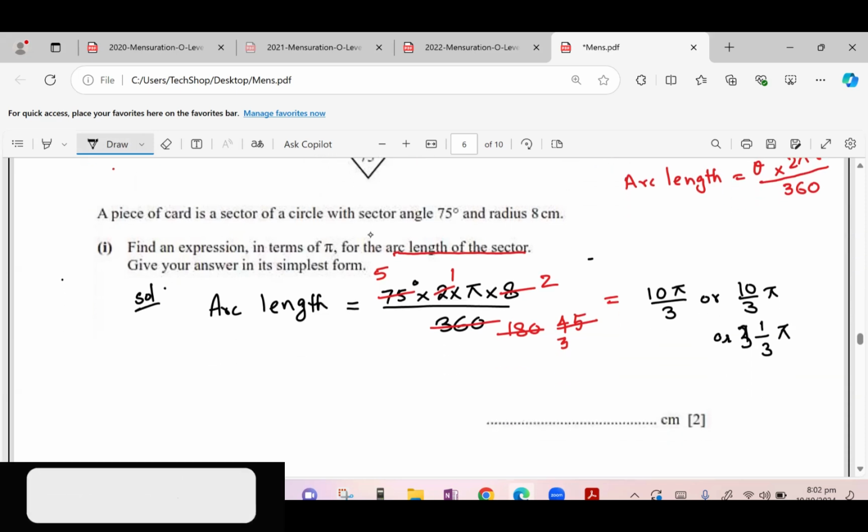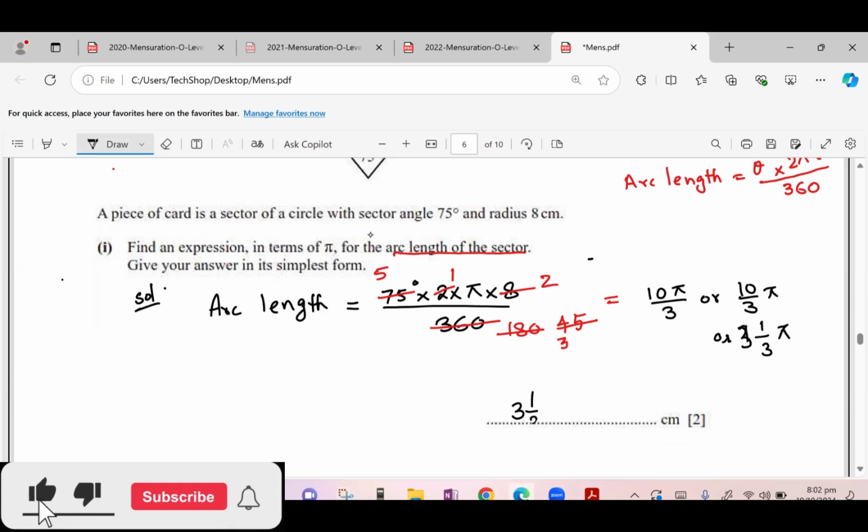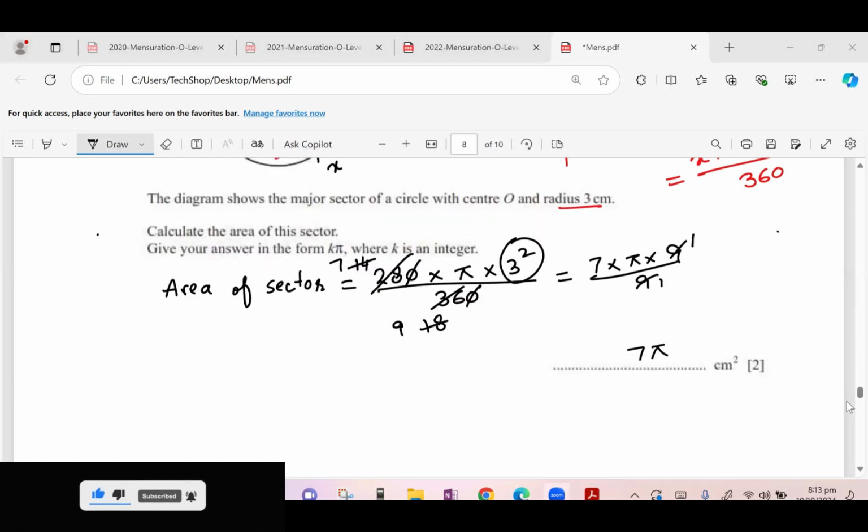Is there any mistake in this question? Yeah, I have a mistake in my question. I get like 1,200 pi upon 360. Oh my God. Because you multiply, I'm going to explain more.